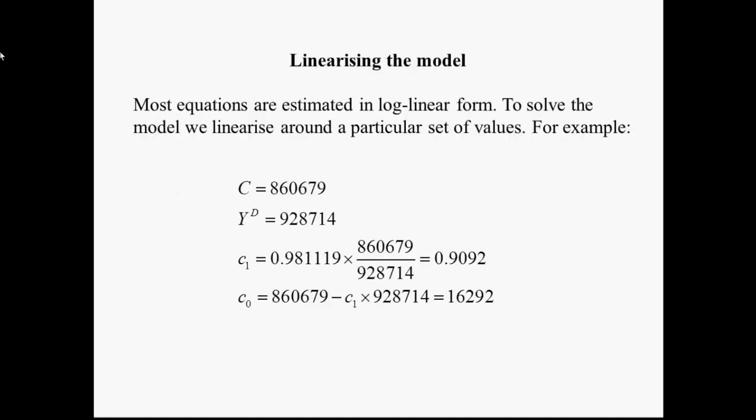Because the equations are estimated in log linear form, we need to convert to a linear approximation in order to solve the model. And to do that, we linearise around a particular set of values, in this case the 2011 values for consumption and disposable income. The process of linearising is shown on the slide here, where we first of all solve for the marginal propensity to consume, and then we use this to solve for an implicit autonomous consumption C0 as shown on the final equation.